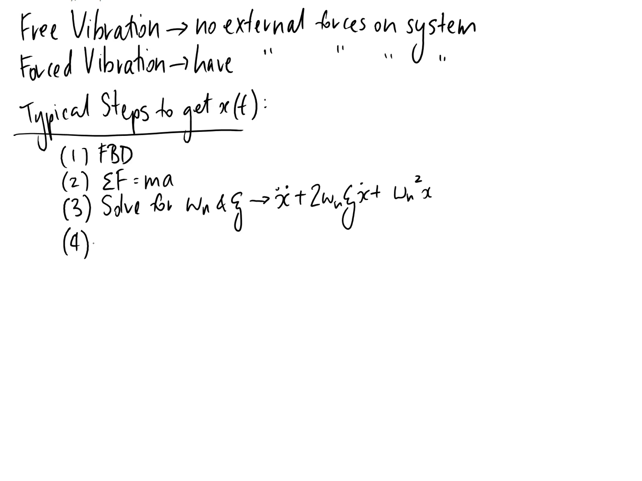So the fourth thing that we need to do is assume the general form of our x as a function of time equation. And it's based on the damping ratio that you would have solved for in the previous step. Okay, and we'll go through each of these different options in a second.